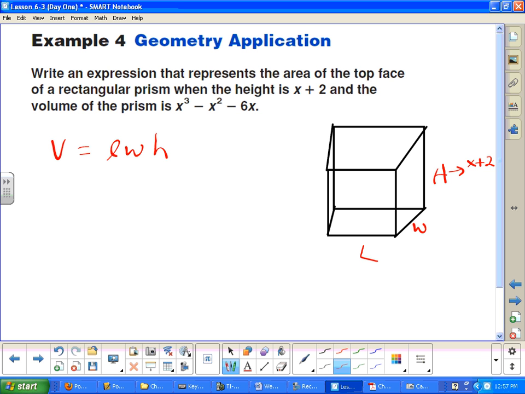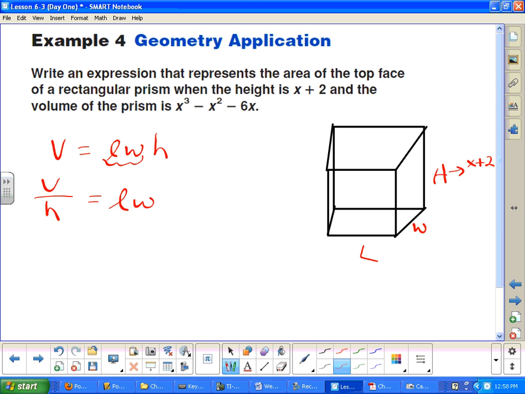Okay? Because to get the base of the box, the bottom or the top, is the length times the width. And then I'm going to multiply that by the height. Okay? So if I know the height and I know the volume, how can I find the length and the width? Divide them, okay? Because the length times width would then be equal to the volume divided by the height.